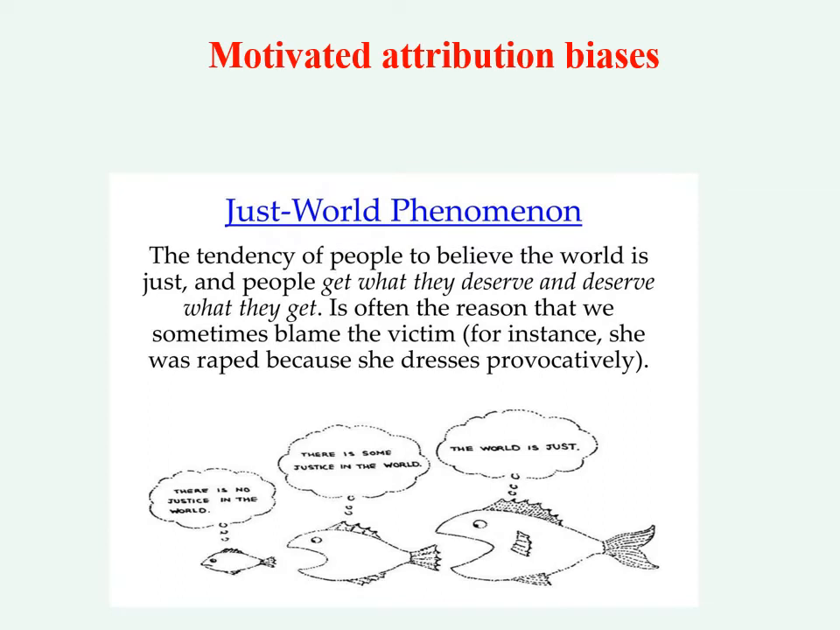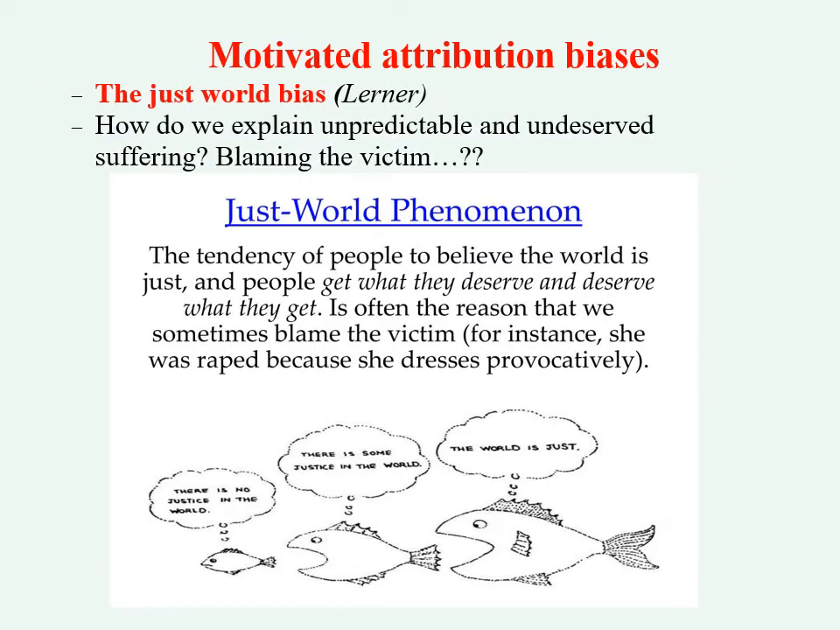Now let's move on to another class of attributional biases, which are driven not so much by cognitive limitations, but by motivational factors. One of the interesting motivated attribution biases is what's called the just world bias, described by the social psychologist Lerner. Lerner observed that when people are given information about tragic, negative, uncontrollable events happening to other people, undeserved and unpredictable suffering, and asked to give an explanation for why this is happening, a very strange thing happens. People tend to try to find a way of blaming the victim.